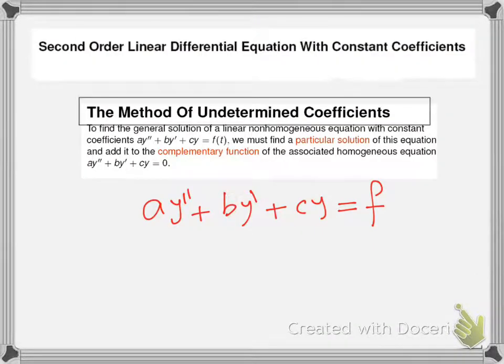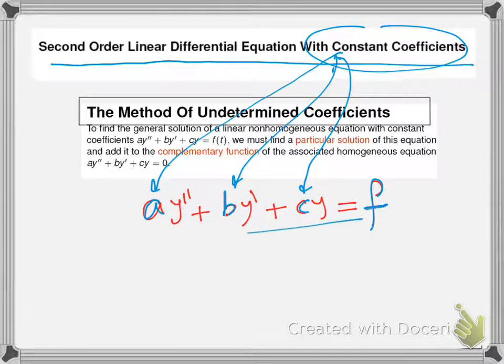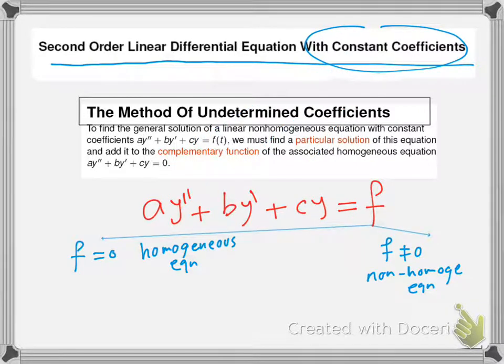Now we will try to solve the second order linear differential equation with constant coefficients. That means those constants A, B and C are just numbers. Our solution depends on the right hand side. For the right hand side, we have two cases. If the right hand side equals 0, that means we have a homogeneous equation.